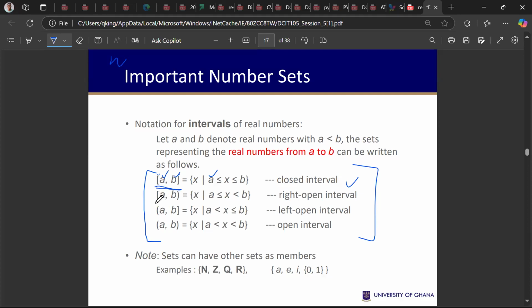a and then b once again. So let's look at the brackets here. This time around, the second bracket has changed as compared to the first one. And so with this one, it is called a right open interval. This is because it includes all real numbers x that are greater than or equal to a, and strictly less than b.